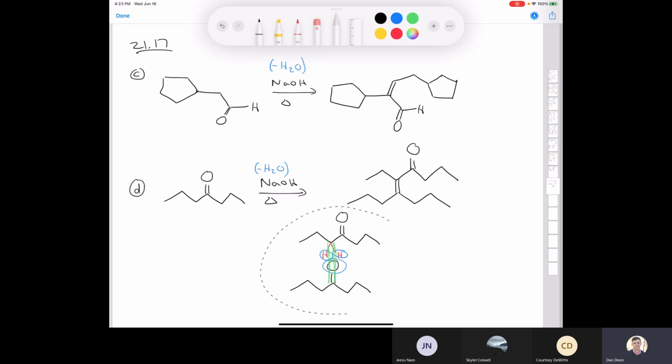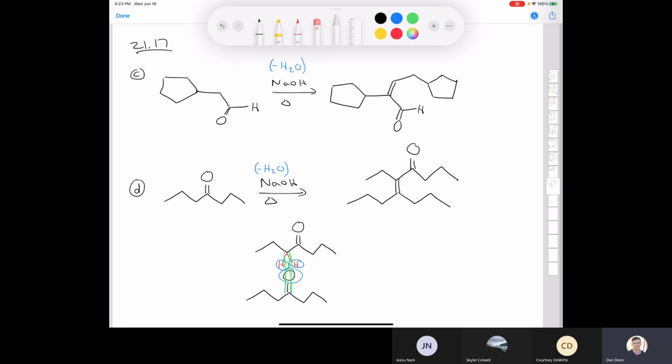And again, the skill builder goes over it in even more detail. I'll leave it down here in case you want to pause the video and study it or something. But that's how you draw the product of an aldol condensation. So again, these are aldol condensation reactions because we're using heat.